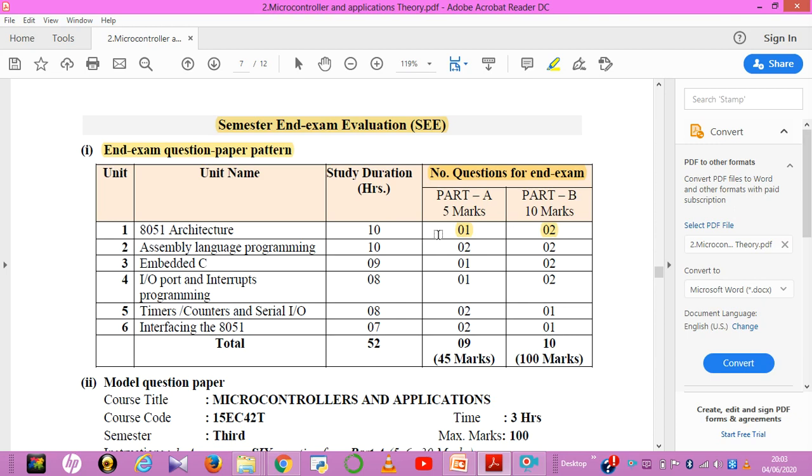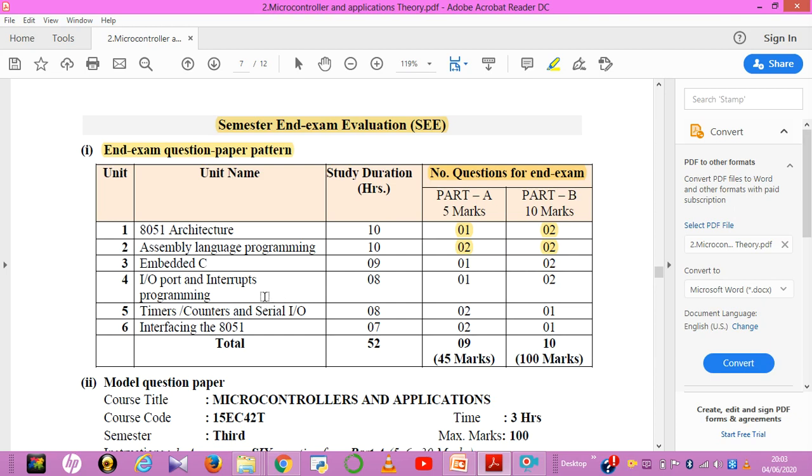Total it carries 25. Unit number 2, assembly language programming. It covers two 5 marks questions for part A, two 10 marks questions for part B. Total it carries 30 marks. Unit number 3, embedded C. It covers total 25 marks. For part A, one 5 marks question. For part B, two 10 marks questions.